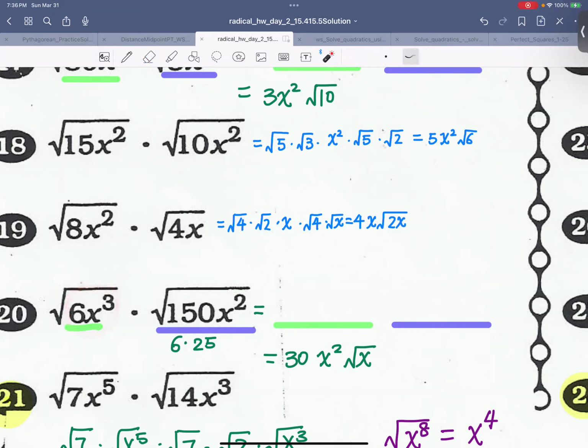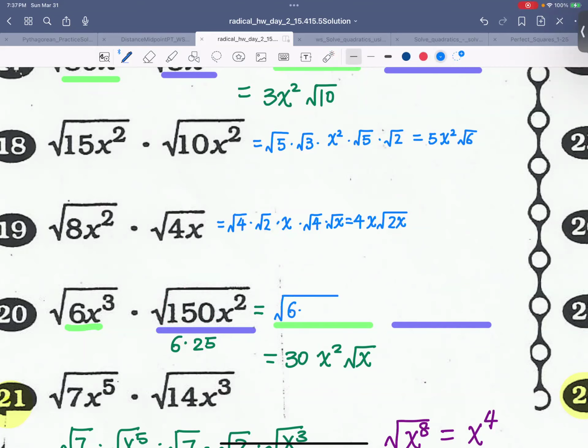Go. What do you do? 6 is who? 2 and 3. 6 is 2 and 3. Can you try your loudest voice? Okay. 150 is who? 3 and 50. Look, 150. Did you notice that 150 is 6 by 25? Yes or no? Okay, so you can write this as, see here.